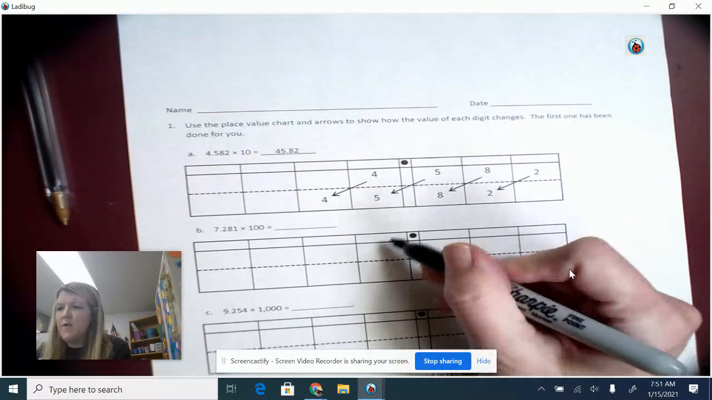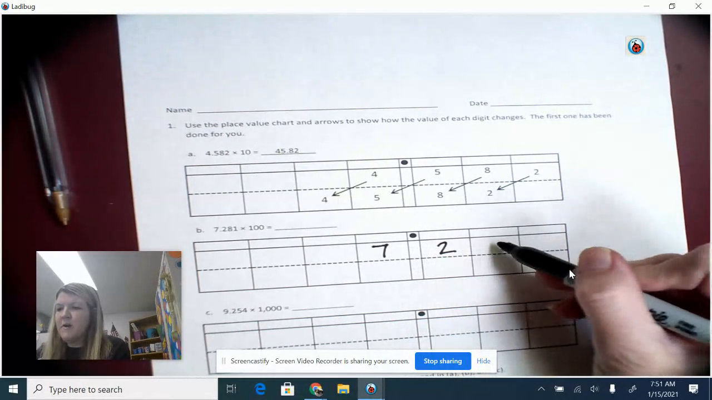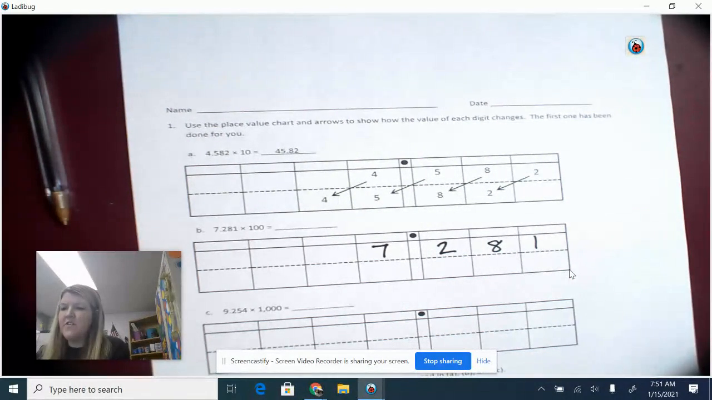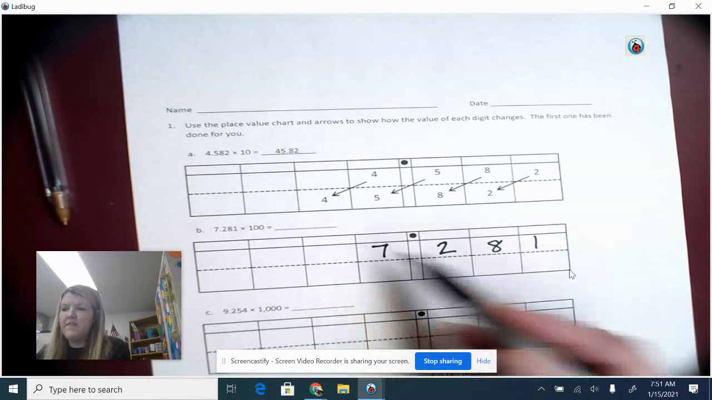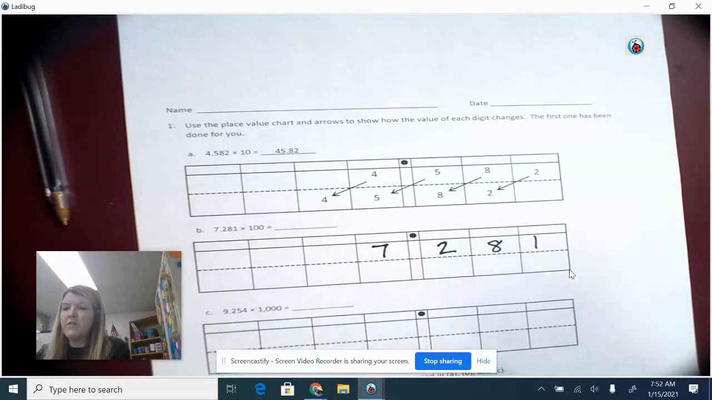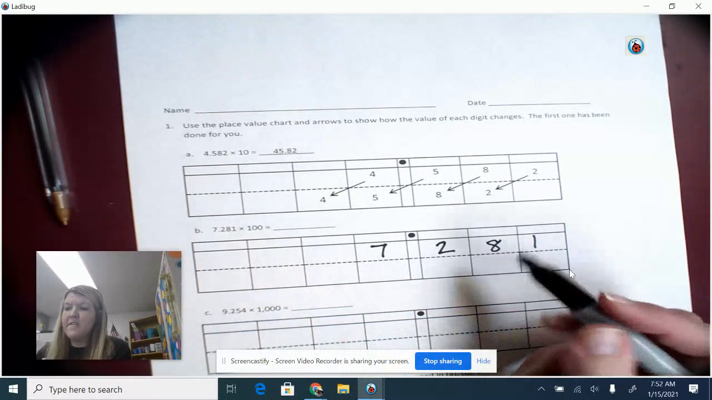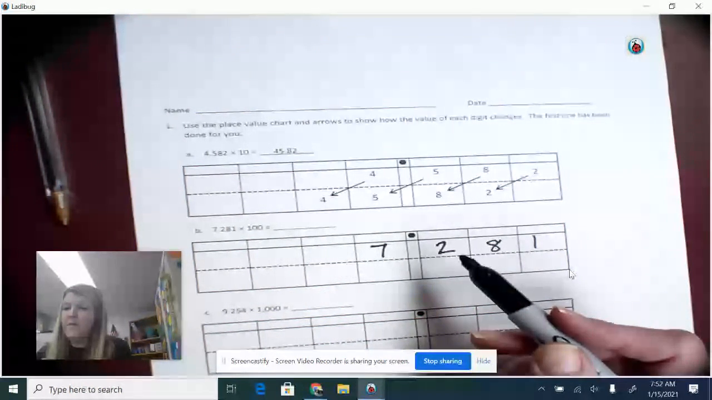So first I'm going to write it on the place value chart. And it is important that you get it in the correct spot to start out with, because that's going to affect your answer. If you don't have it in the correct place on the chart, then whenever you start moving the digits, it's not going to be correct. So this time, since it's times 100, that lets us know we move twice on the place value chart.